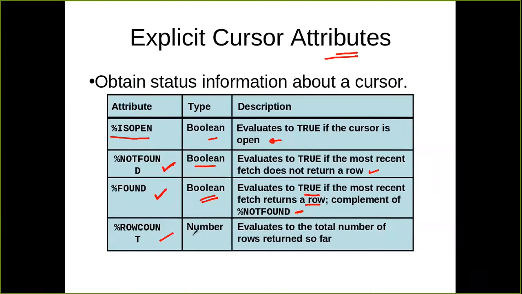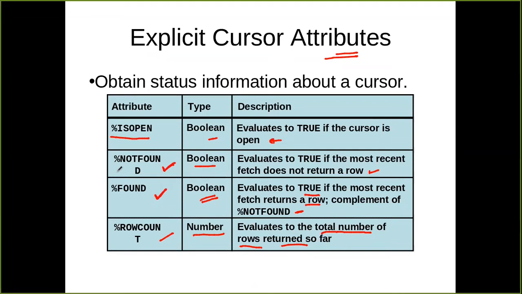Then next is row count. Row count is a number type variable that will return a number instead of a boolean value, and it returns the total number of rows fetched so far. So for example, if I want to print only the top 5 rows from the result, then I can use the row count variable to find out how many rows have been printed. So this is not an exhaustive list. There are more variables of this kind.